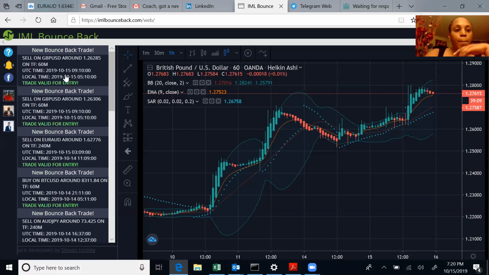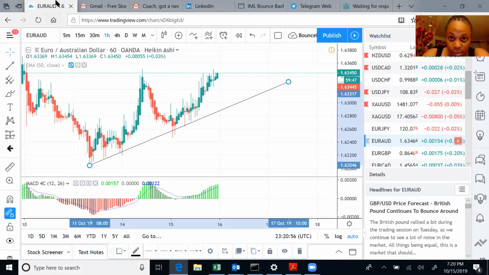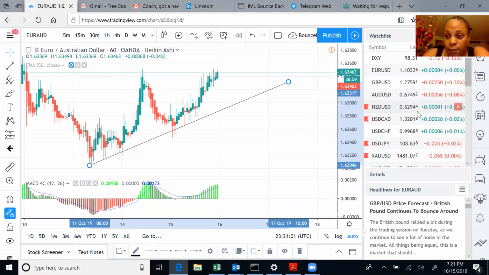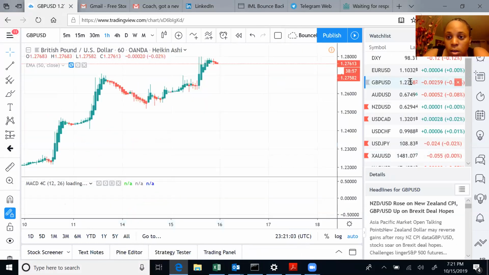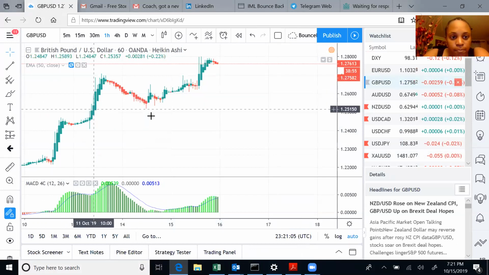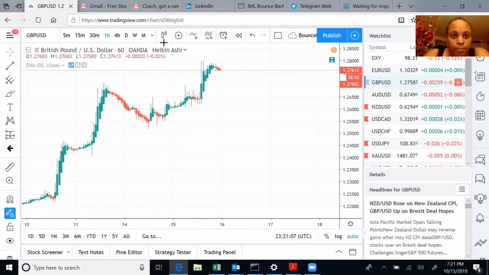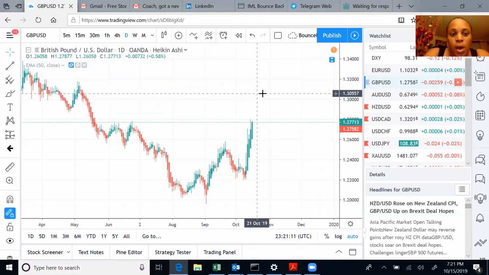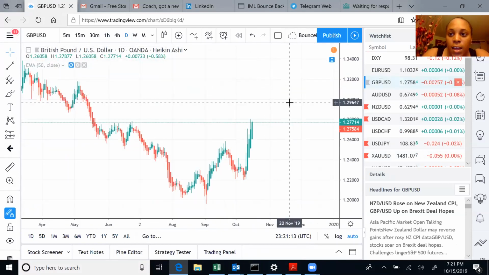So let's say that Bounce Back sent out a sell on GU, right? So the first thing we're going to do is go to TradingView, sorry, and we're going to go to GBP USD, right? And what did the blueprint that I just gave you say? We said that we're looking for key levels on the daily and 4-hour time frame, right?